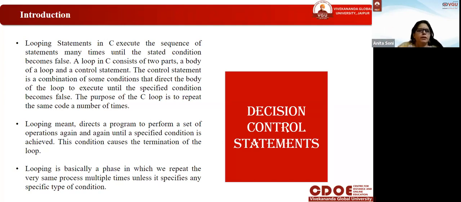Looping directs the program to perform a set of operations again and again until a specified condition is achieved. Once the condition is satisfied, the loop is automatically terminated and the control comes outside of the loop. Whatever the next statement after the loop is, the control follows that statement.